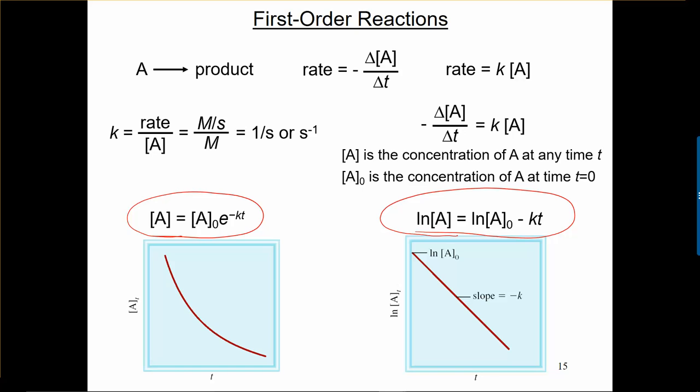Now, there are different ways to find a K. You don't only find a K necessarily by experimental data. If I have the experimental data, I can find a K. Okay, you now know how to do that. But also, if I knew the time and I knew what the initial concentration was and what the new concentration was at that time, I could also find K, right? So that's another way I could find K if I needed to.